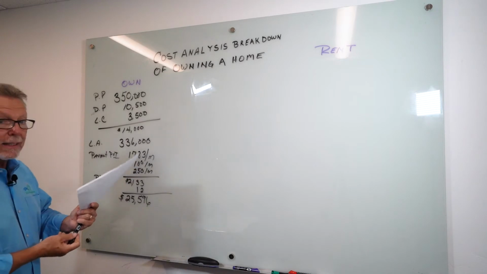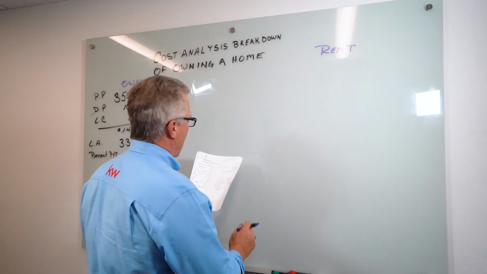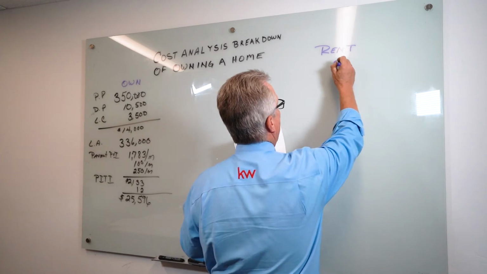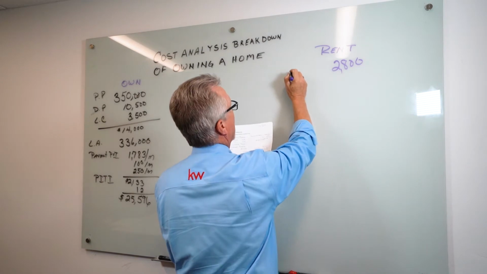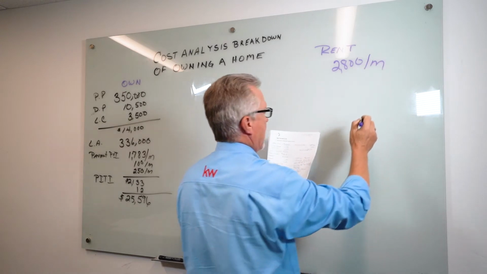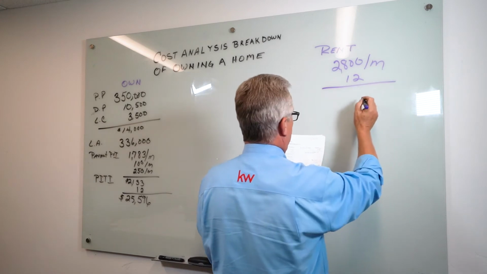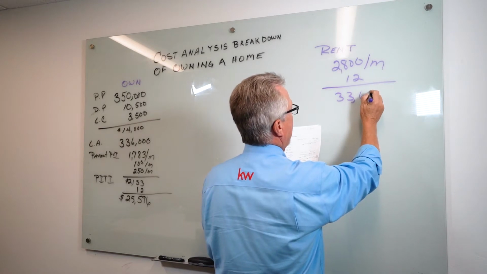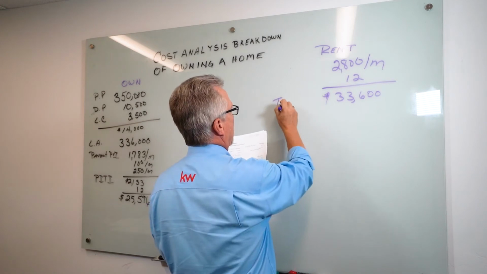Now, let's go over to the rent side. On the rent side, for a home of about $350,000 in purchase price, rents are about $2,800 a month right now. Okay? So that's the rent for the house, and that's per month. If you spend 12 months, and that's usually what a 12-month lease is, 12 months, you're going to spend $33,600 for your rent cost. That's going to be your total rent cost.